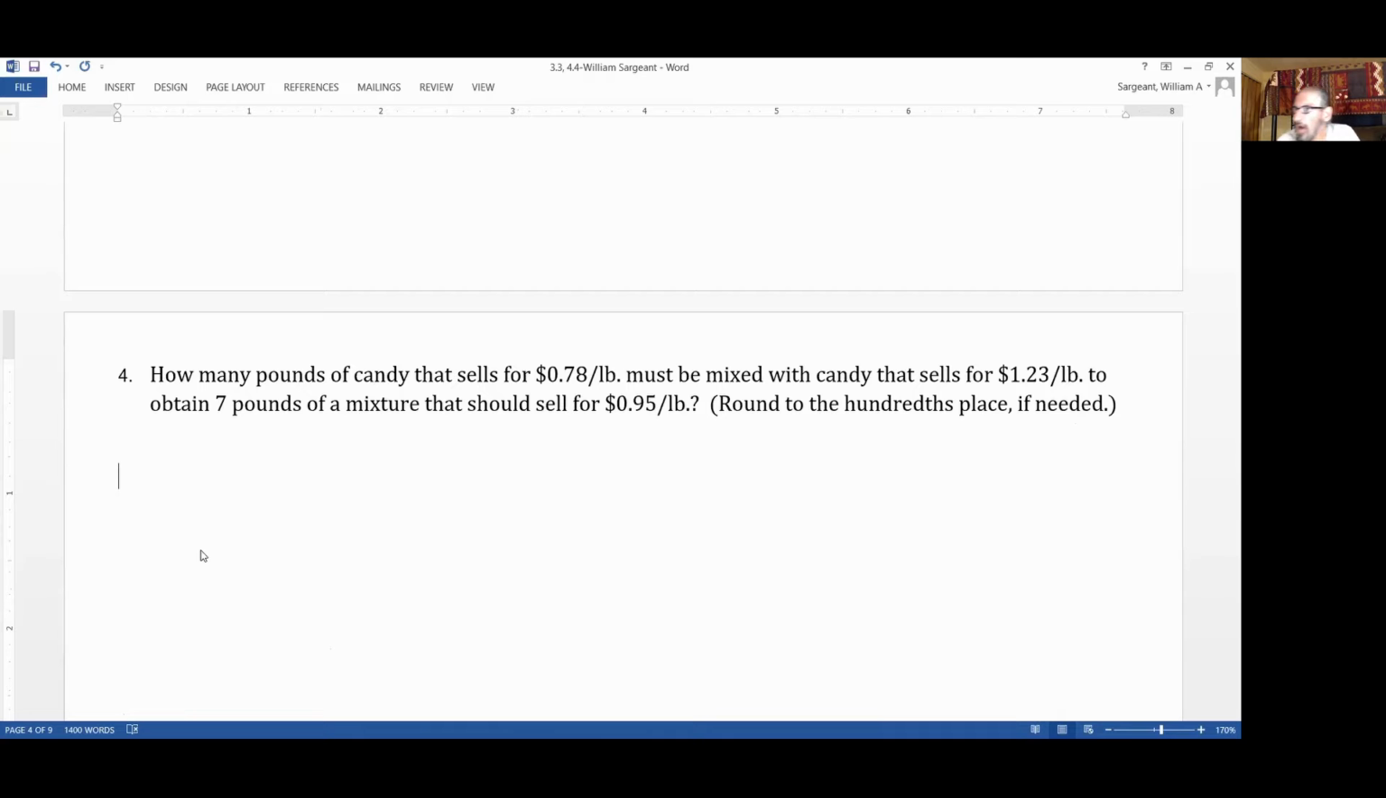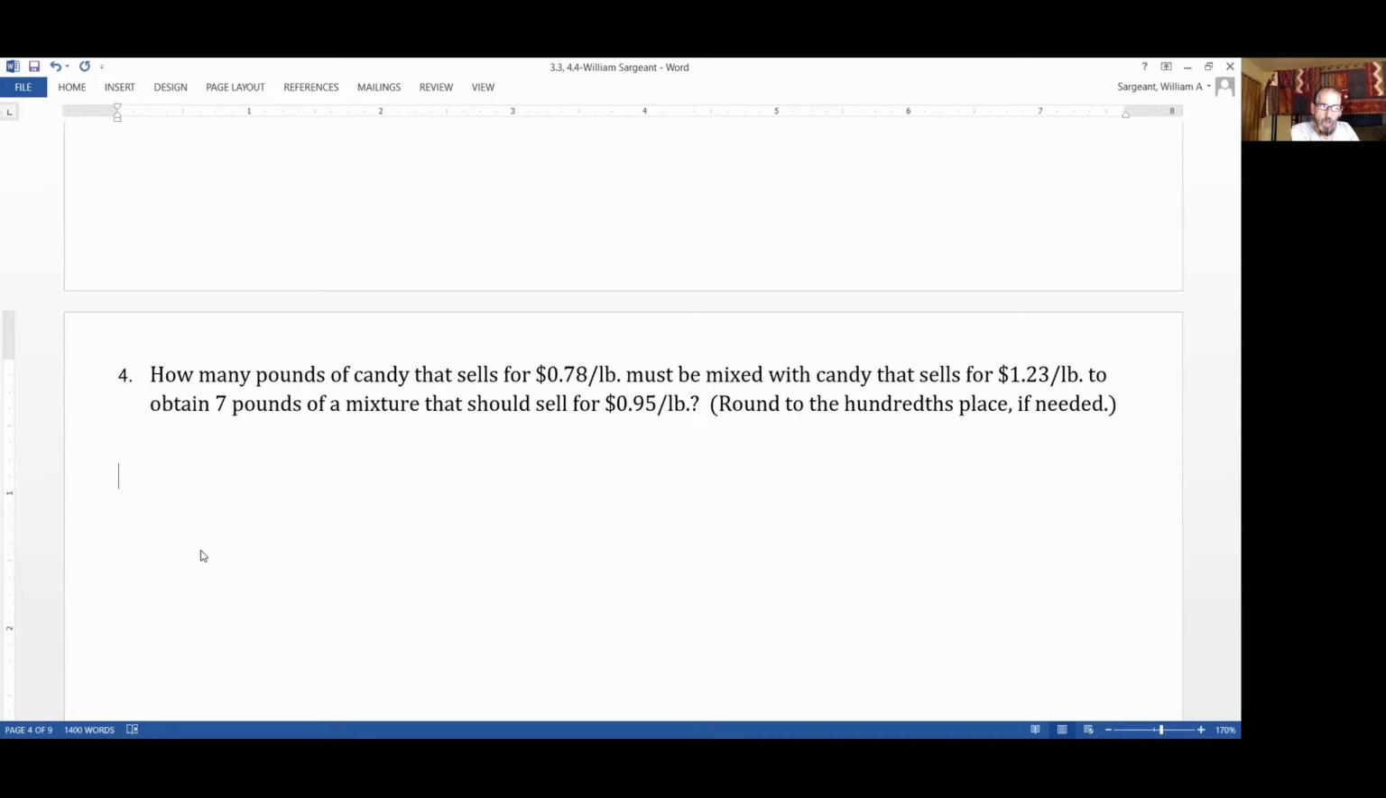We're supposed to find out how many pounds of each, one selling for 78 cents per pound and another for $1.23 per pound, to get a mixture that sells for 95 cents a pound, and it's going to be 7 pounds of that. Same thing as I brought up very early on. Instead of price per item times number of items, now it's price per pound times number of pounds.